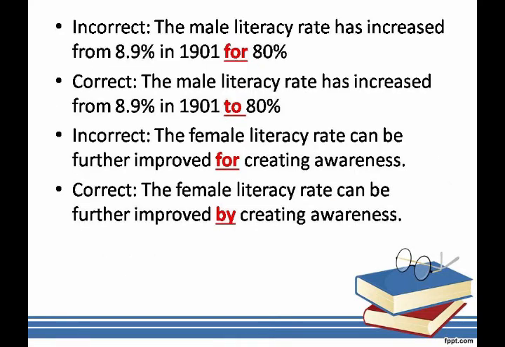The male literacy rate has increased from 8.9% in 1901 for 80%. The correct will be to 80%. The female literacy rate can be further improved for creating awareness. The female literacy rate can be further improved by creating awareness. So these are the errors related to prepositions.